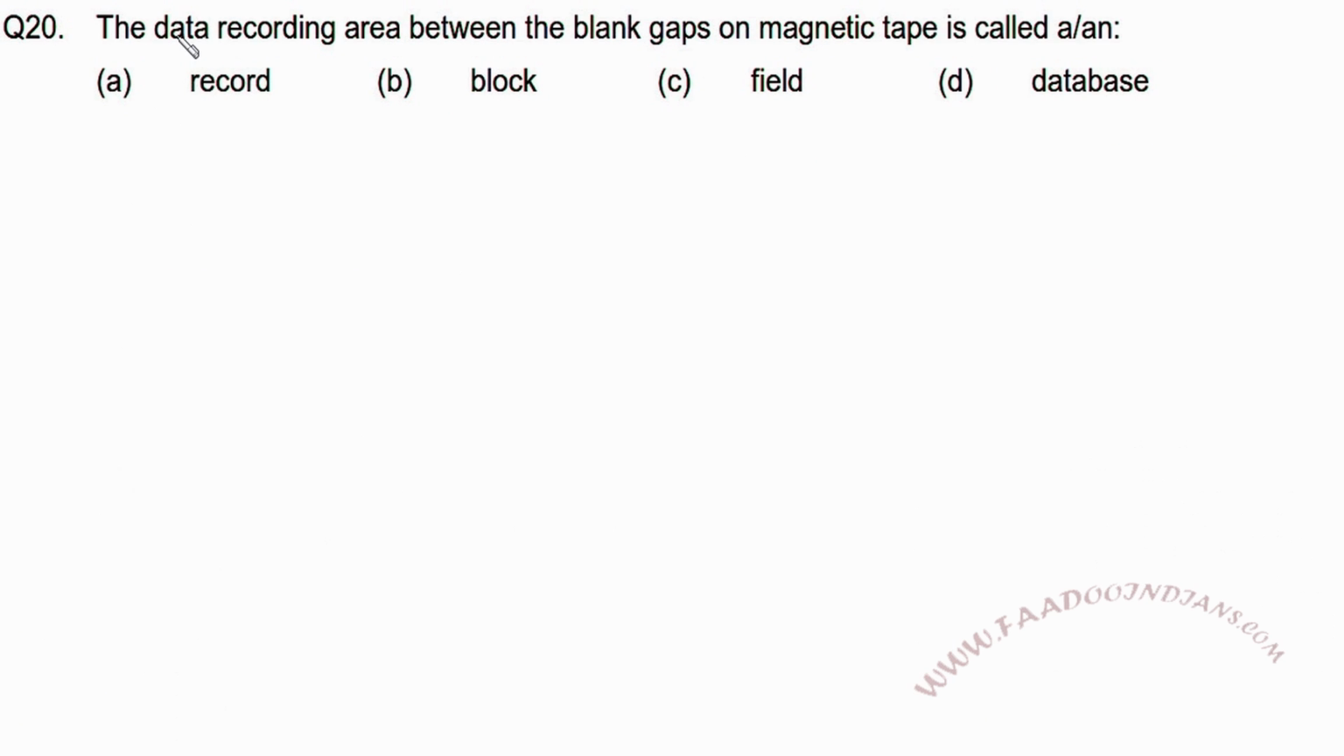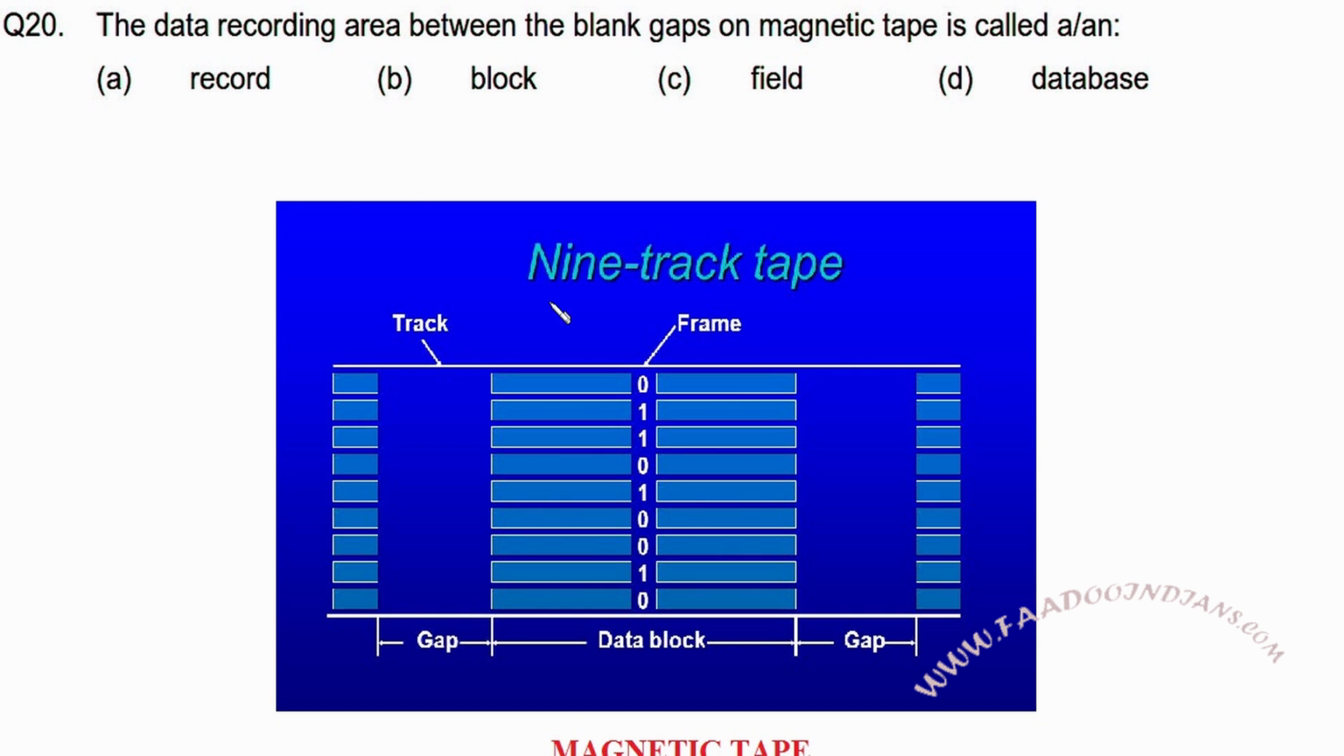20. The data recording area between the blank gaps on magnetic tape is called. So this is a 9-track tape and you can see here data blocks and we have frames 0, 1, 1, 0, all these. There is a gap that separates data block. So that was asked in this question. So B is the answer.